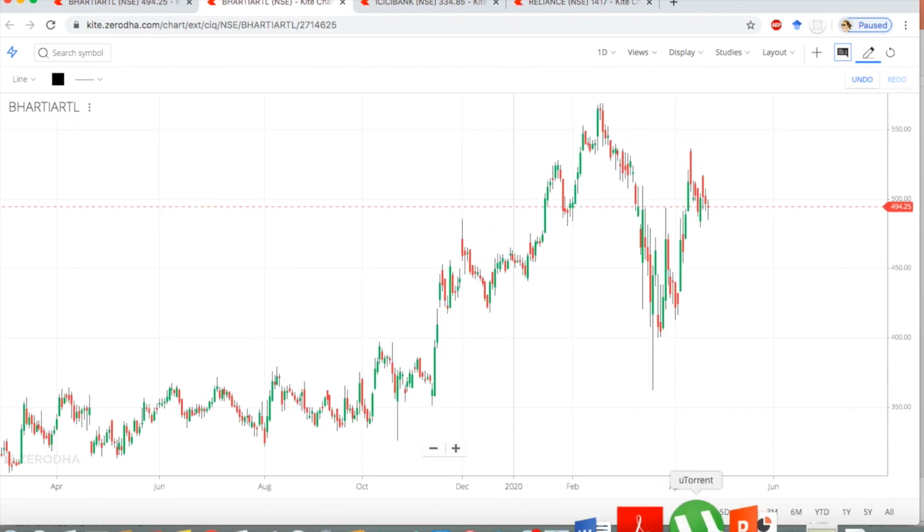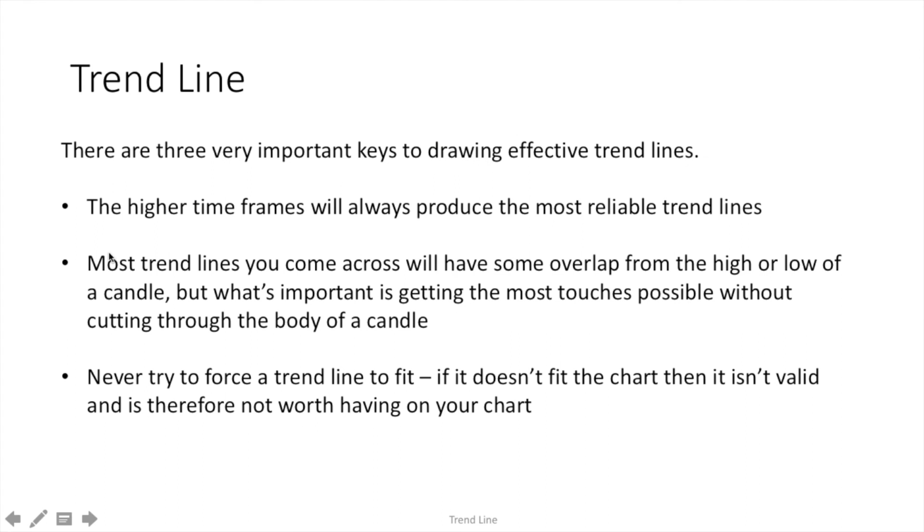There are three important points that we have to consider when we draw a trend line. First, a higher time frame will always produce the most reliable trend lines. You can draw a trend line on a 15-minute chart or 1 hour chart also, but the higher the time frame, the higher the reliability of the trend line. There are high chances that price is going to take support and resistance at the trend line.